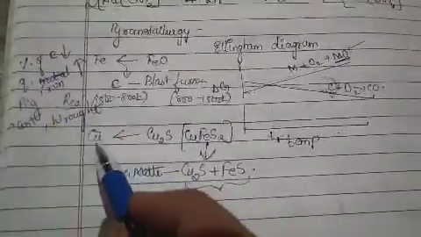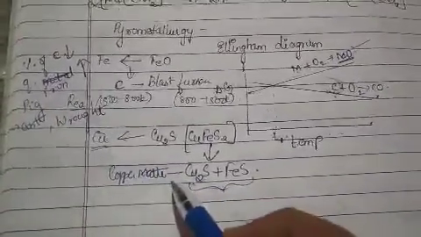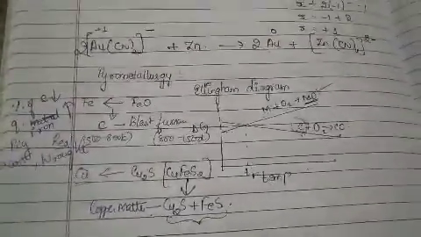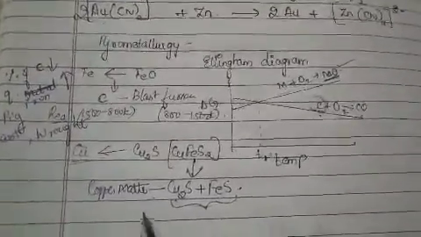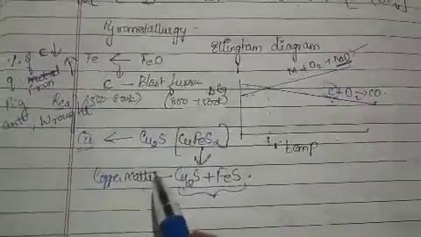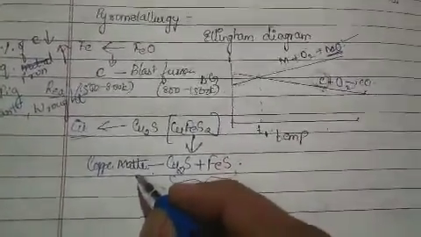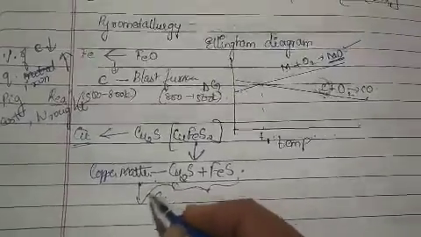Similarly, in the case of copper also, the copper matte, whatever we have obtained from your reverberatory furnace, is your copper matte. Once again you are going to treat it. Yes, so after that itself, you are going to get your pure copper.